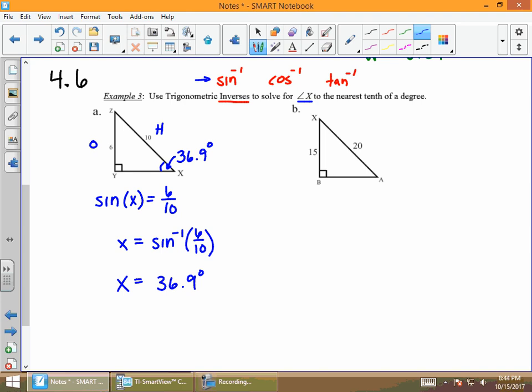And if you wanted to find angle z, now I know x. I know that angle y is 90. So I could find z by just doing 180 minus 90 minus 36.9.